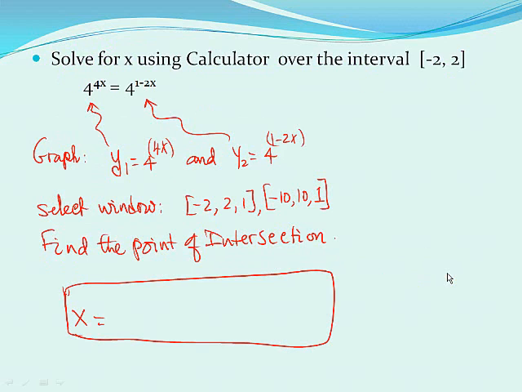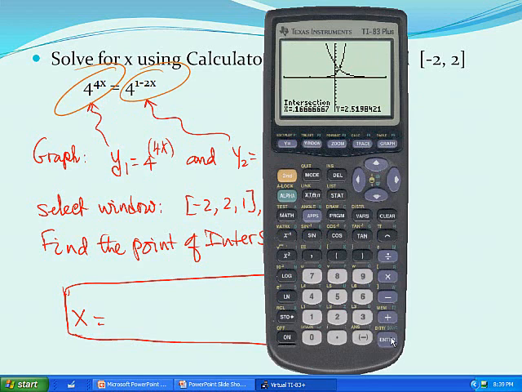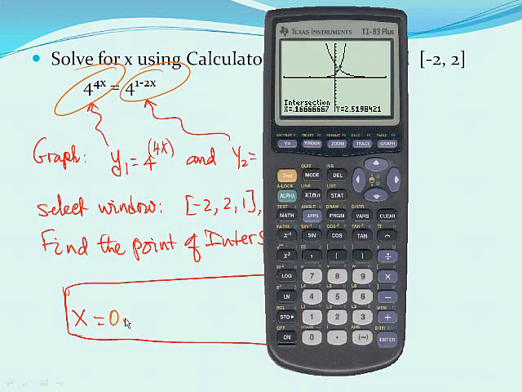Solve for x using a calculator over the interval negative 2 to 2. The equation is 4 to the power 4x equals 4 to the power 1 minus 2x. What we need to do is graph these two functions, y1 equals 4 to the power 4x, which is the left hand side, and y2 equals 4 to the power 1 minus 2x, which is the right hand side function. We can select a window, negative 2 to 2 and negative 10 to 10. If we find the point of intersection, we will get 0.1667 rounded to 4 decimals. So this will be the answer.